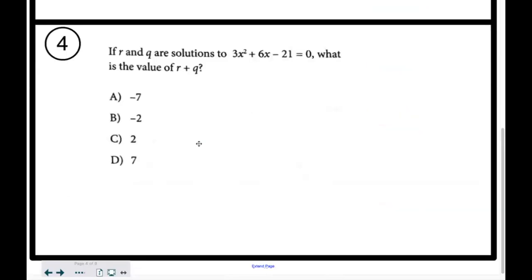Okay, now on to number 4. If R and Q are solutions, again, they're just making up these other letters, so there are two solutions to this. What is the value of R plus Q? Now, one thing is to just solve this and find the solutions. There are different ways to solve. One would be factoring, although I don't think this factors. Another would be completing the square.